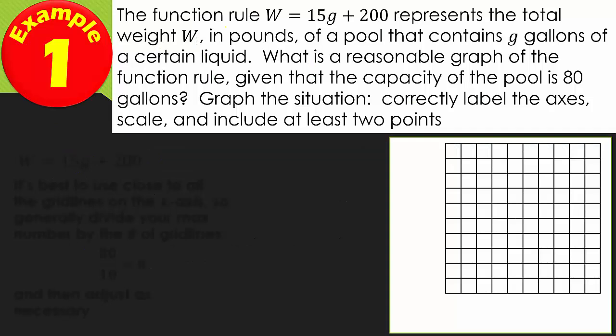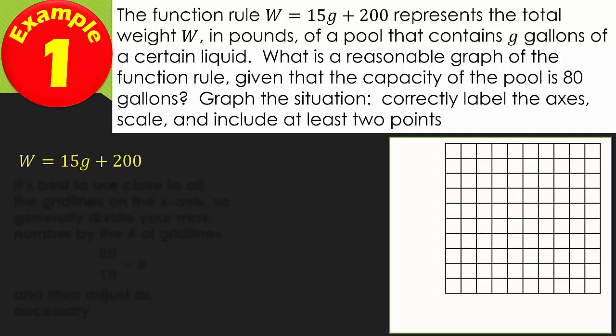The function rule W equals 15g plus 200 represents the total weight W in pounds of a pool that contains g gallons of a certain liquid. What is a reasonable graph of the function rule given that the capacity of the pool is 80 gallons? And we need to graph the situation. We need to correctly label the axes. We need to scale correctly and include at least 2 points.